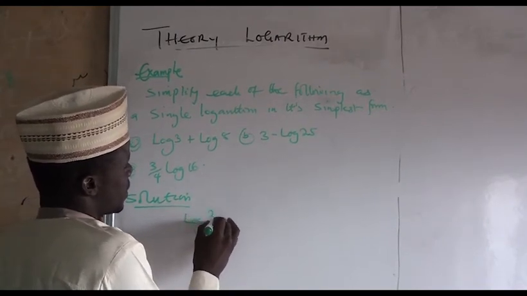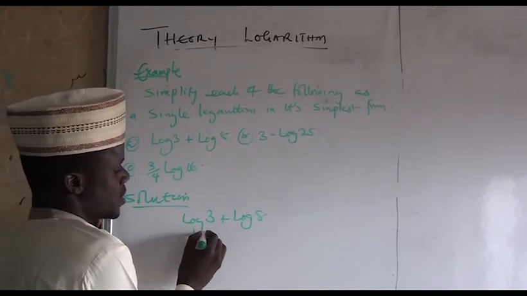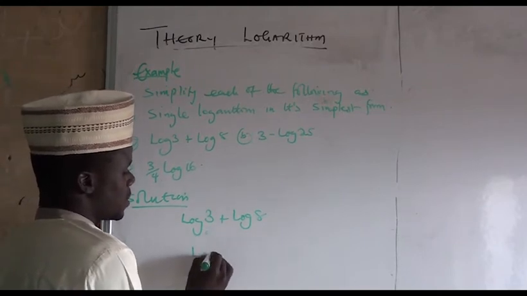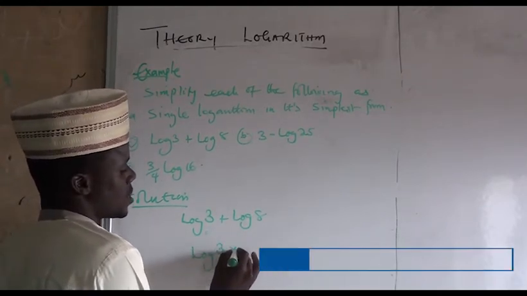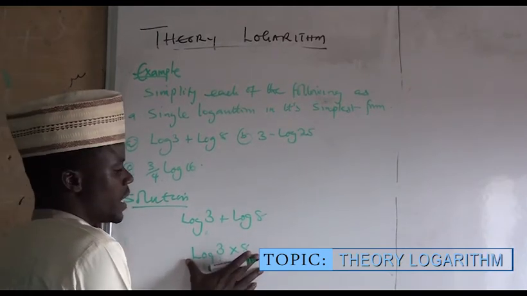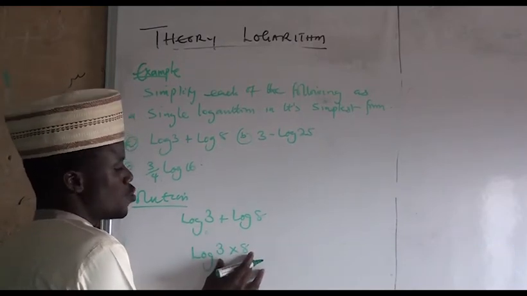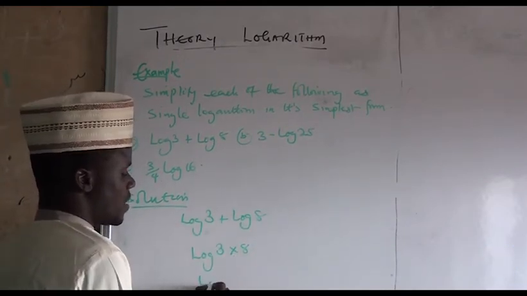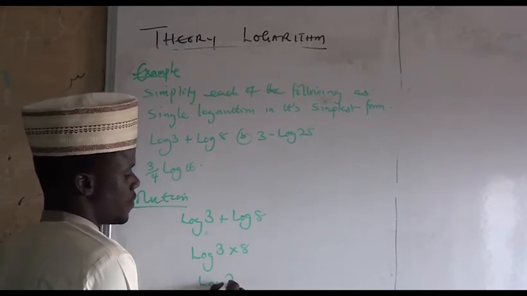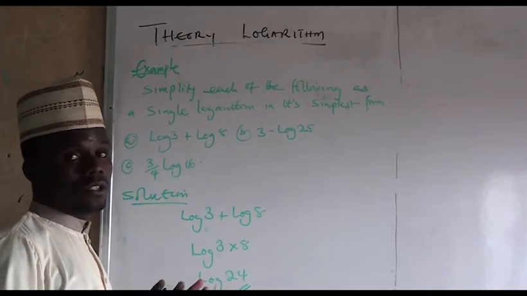Log 3 plus log 8. This is base 10, this is base 10. They have the same base. So here we can say logarithm of 3 times 8. That is from the first law. When it's multiplication, you now turn it to addition. When it is addition, then you have to multiply the two logs. So here we have log 3 times 8, we have 24. So here we say log 24. This is in its simplest form.